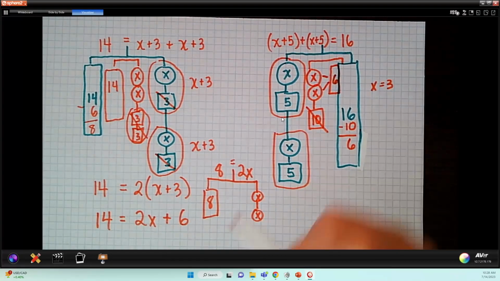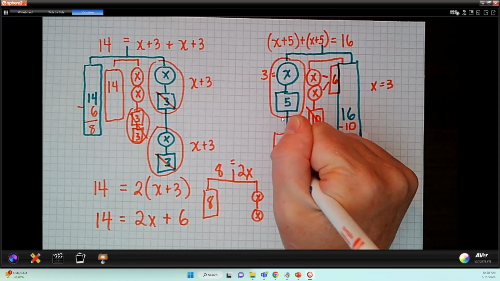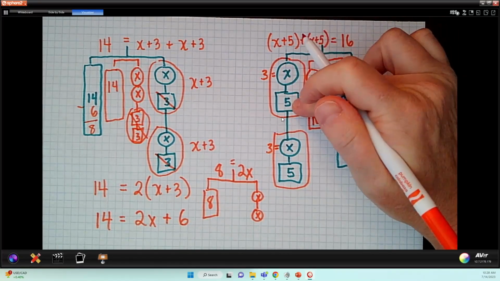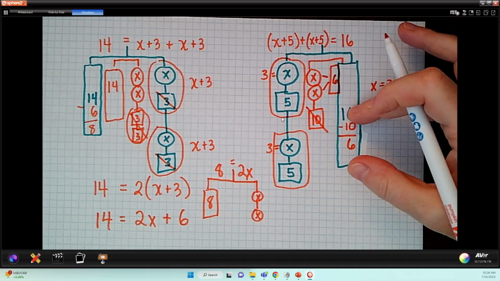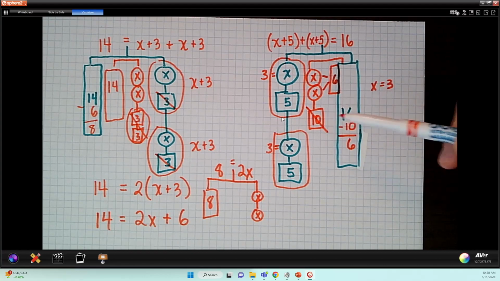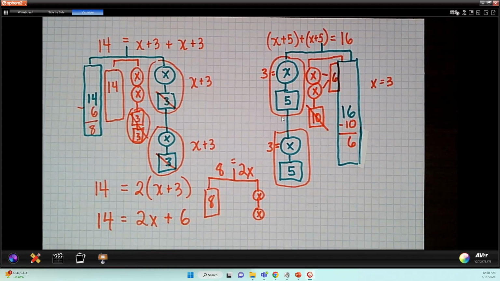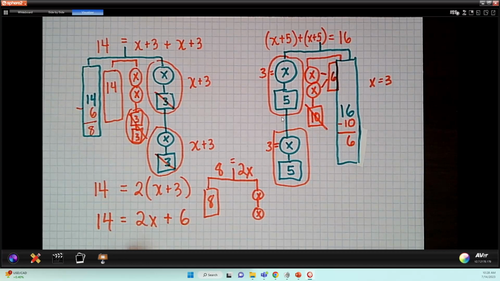And they can come back into the original problem, and they can plug a 3 in for each x. 3 plus 5 is 8. 3 plus 5 is 8. 8 plus 8 is 16. Or they could come here and plug each 3 in for this. 3 plus 3 is 6, and 6 plus 10 is 16. So hanger balances are an excellent way for students to practice solving equations, and they're very closely connected to the tape diagrams.